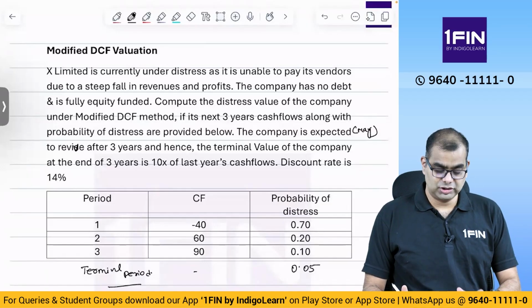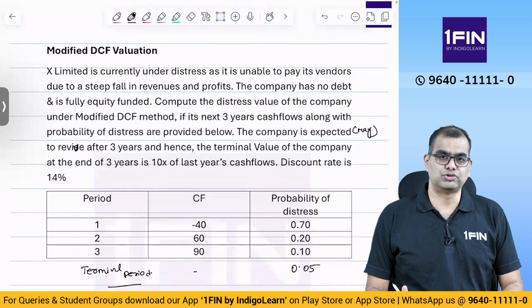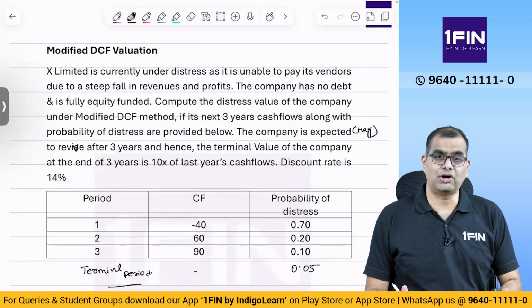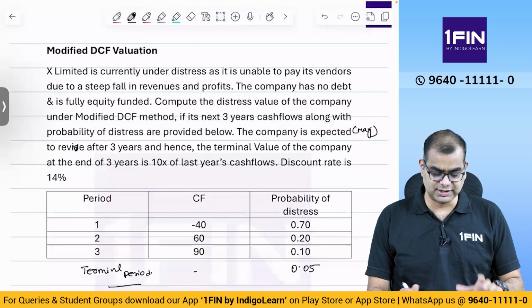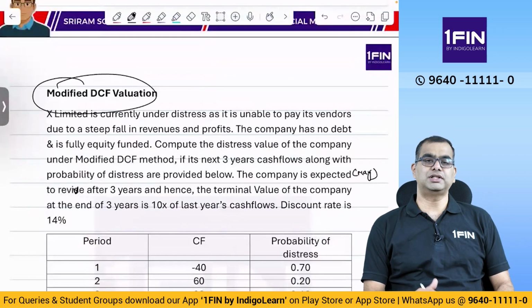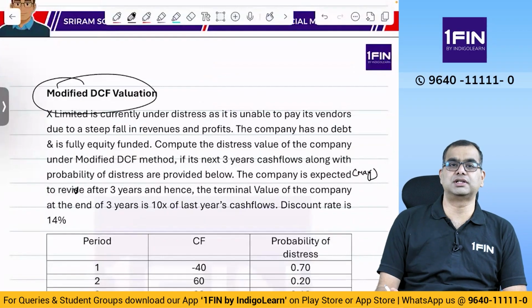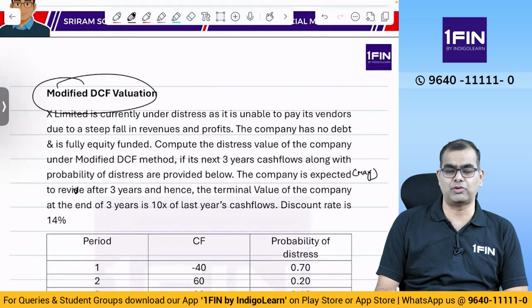Hello friends, so this new topic that was introduced, basically distress company valuation, on that we are going to solve a few problems. Just to recap the basic concept, we had two methods. One is modified DCF and the other is DCF plus distress value. First let us look at modified DCF.